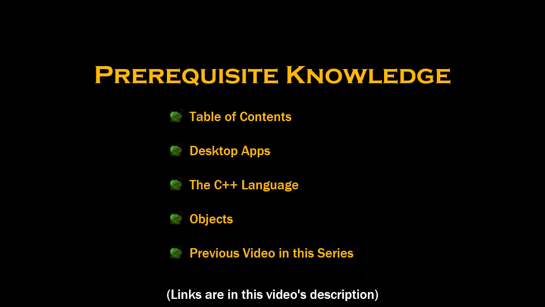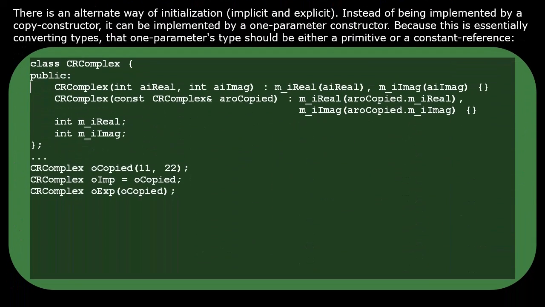Before proceeding, make sure that you have already watched these other videos first. This OIMP variable is implicitly initialized. This OEXP variable is explicitly initialized. In both cases, they are initialized by copy construction, copying from some other object of that same type.